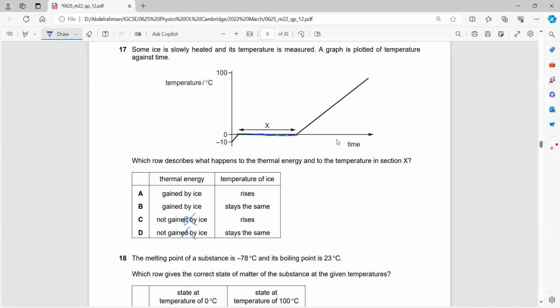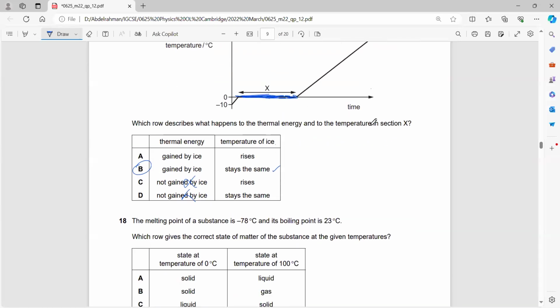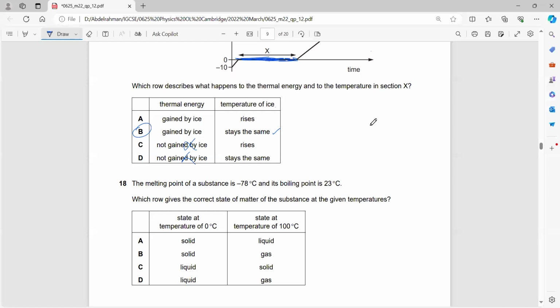Yes, it does stay the same. So in this section, what happens to the temperature? It stays the same. It has to be B. Melting ice, boiling water, they all have a constant temperature. While melting, it's constant. While boiling, it's also constant.